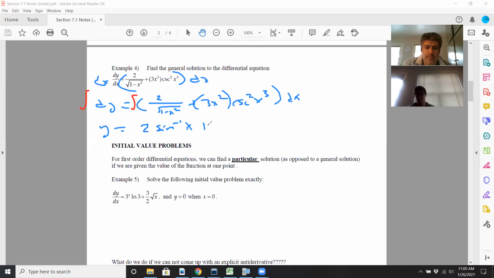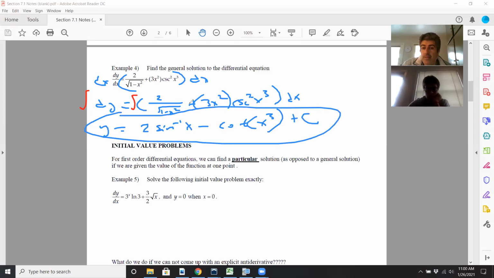Remember, the derivative of cotangent gives cosecant squared, but it's negative, so it should be minus cotangent of x^3. Because if you took the derivative of cotangent, it would be negative cosecant squared, but you've got to do a chain rule as well. And then plus c. And you can always check by taking a derivative of that and getting back to the answer.